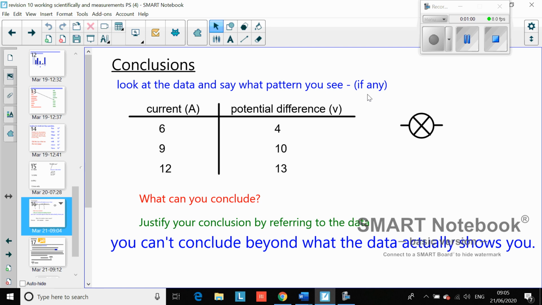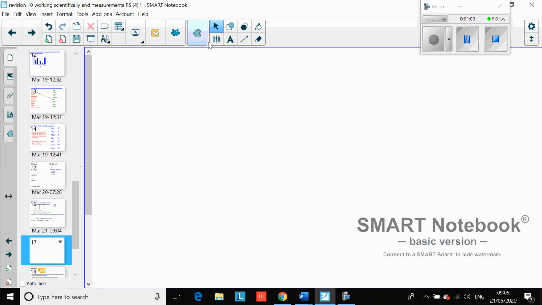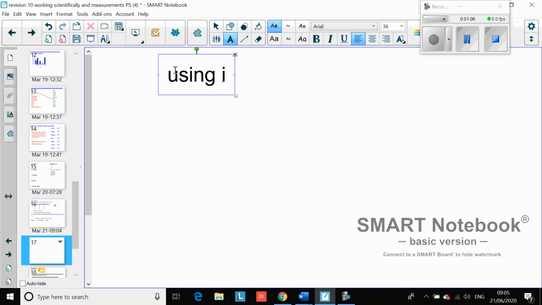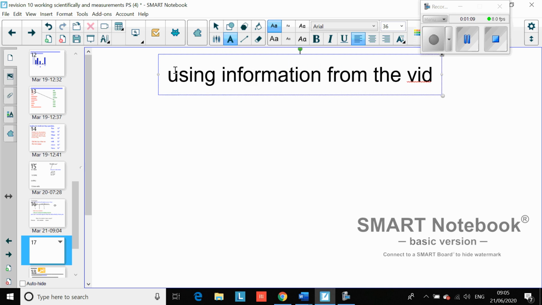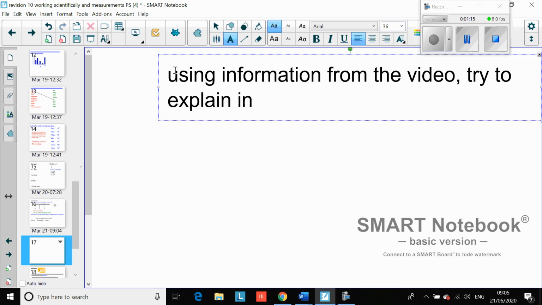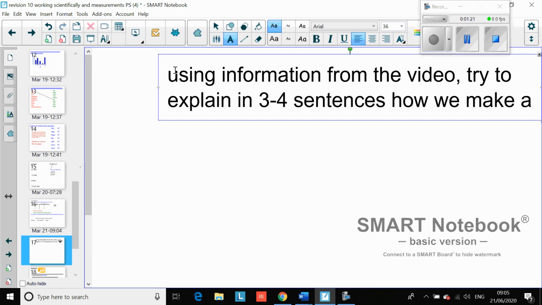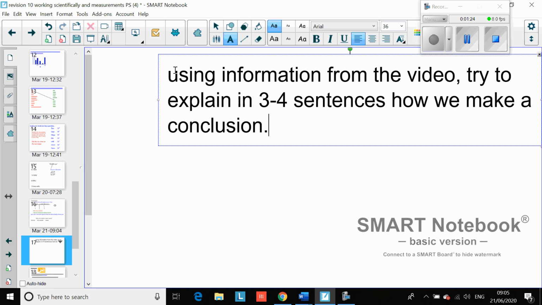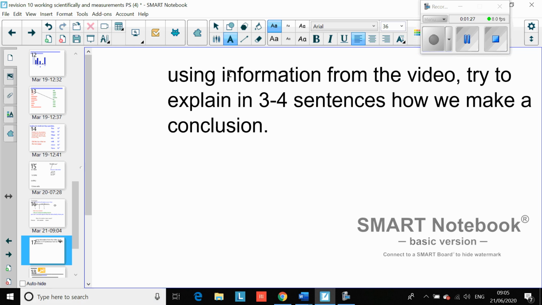Okay, so essentially your task is, just really put up here very quickly, using information from the video, try to explain in 3 to 4 sentences how we make a conclusion. Okay, so that's your task. So you'll need to watch the video first and then try and do that. So pause this lesson here, please, for a moment, and then have a go at that. So 10 minutes for the video and about 4 or 5 minutes to think up your sentences. Okay, off you go, please.